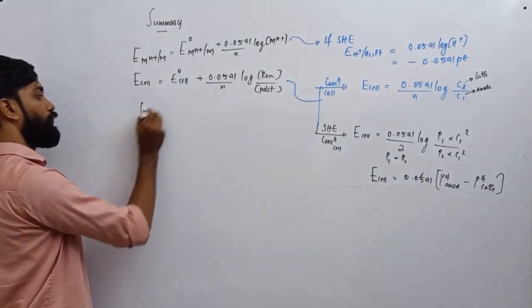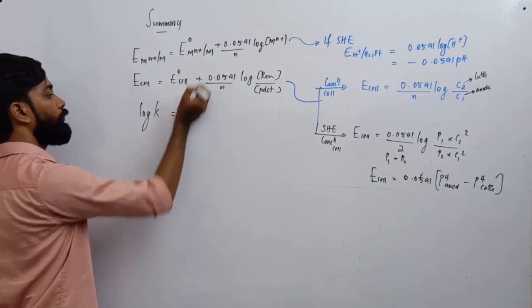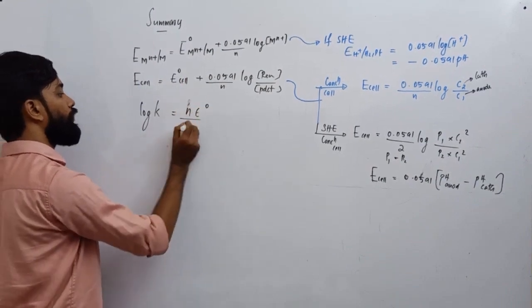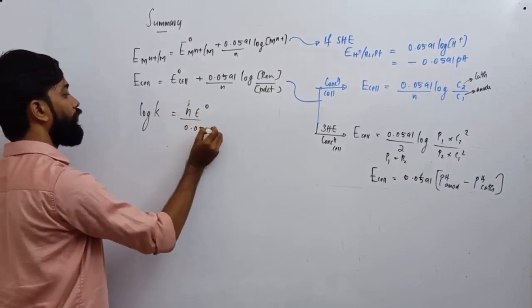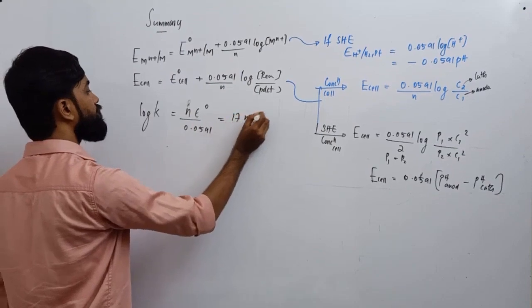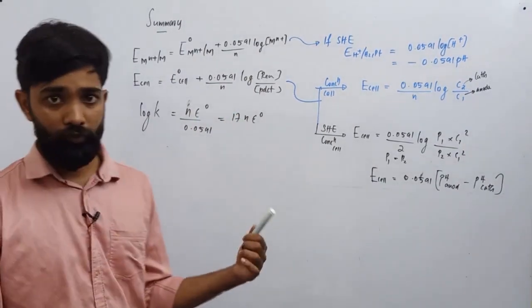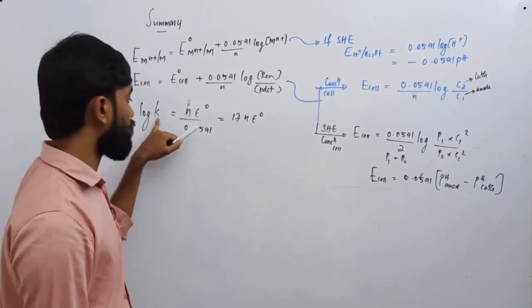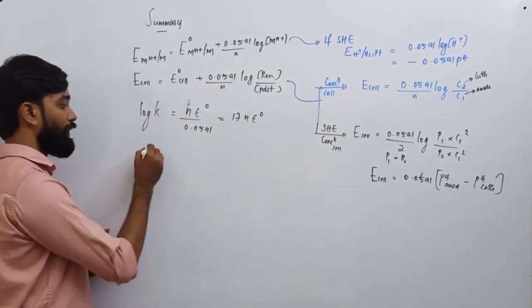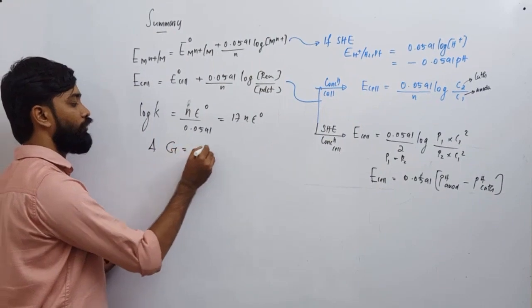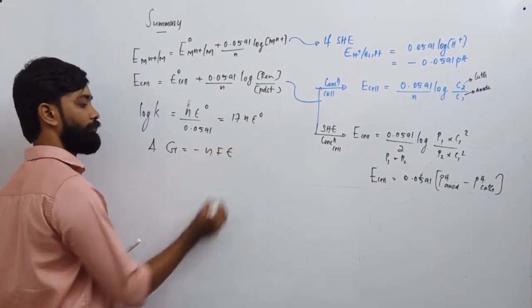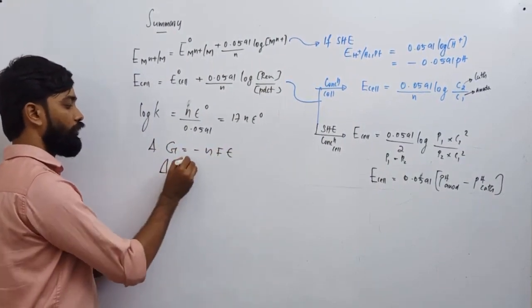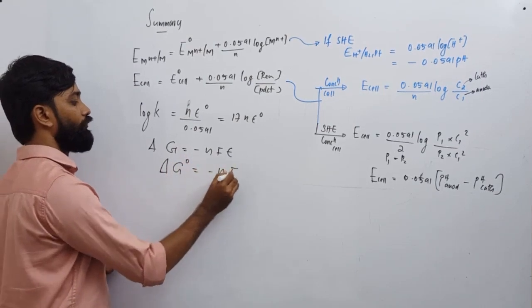Then the expression for log K equal to nE0 divided by 0.0591, or 17 nE0. If in case of a sparingly soluble salt, your K will be Ksp. Okay, and the last one, that is delta G equal to minus nFE. Delta G0 equal to minus nFE0.